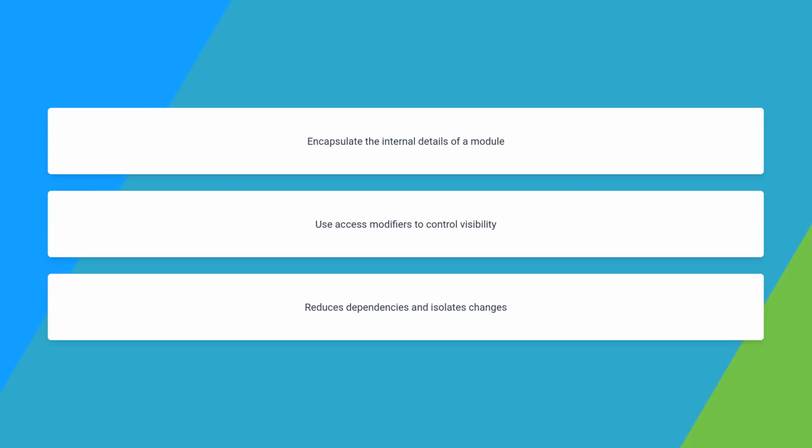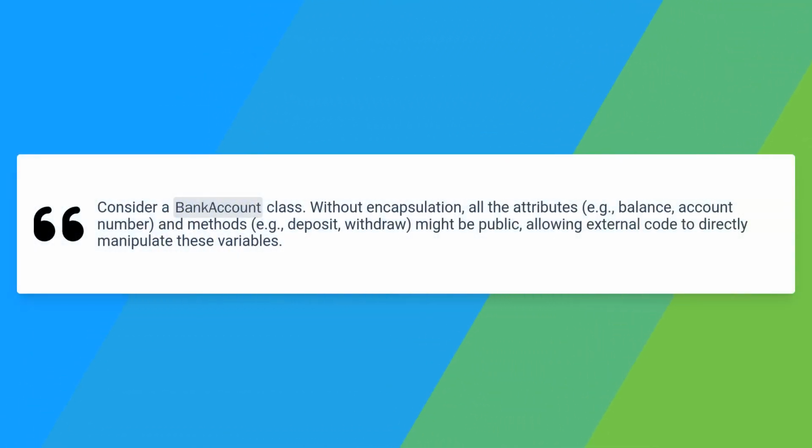Let's talk about the bank account class. Imagine a scenario where all its attributes like balance and account number, along with methods for actions like deposit and withdrawal, are open to anyone. That means external code could easily mess with these variables directly. Now here's where encapsulation comes in. By making these attributes private, we create a safeguard around them. Instead of just throwing the doors wide open, we provide specific methods to interact with the account.